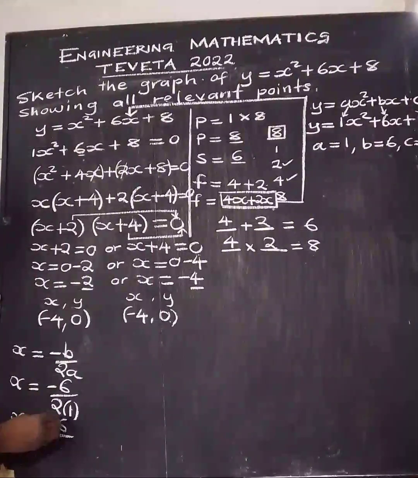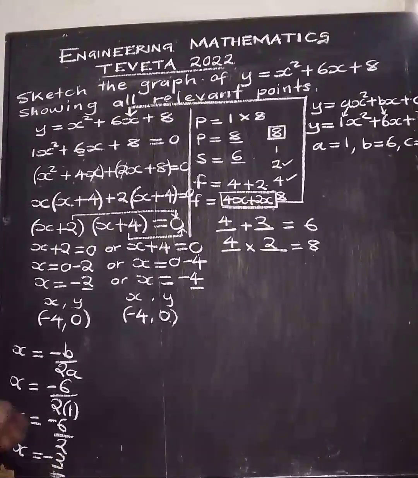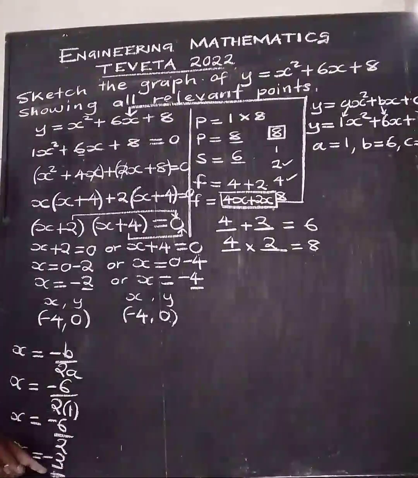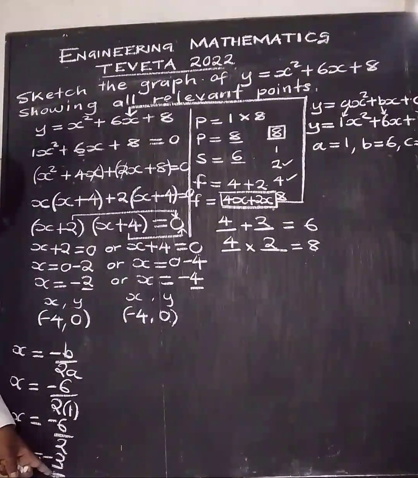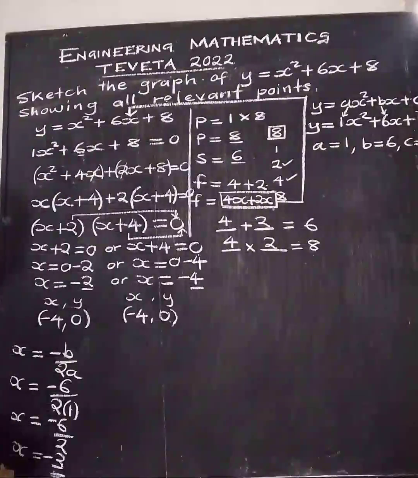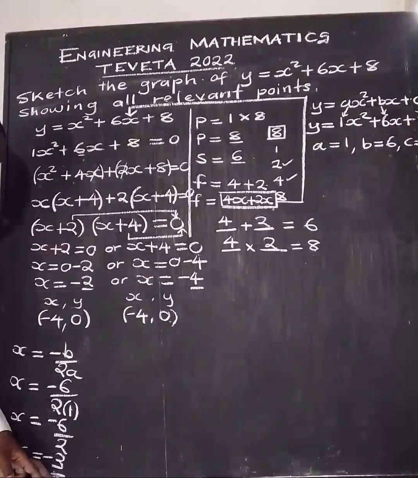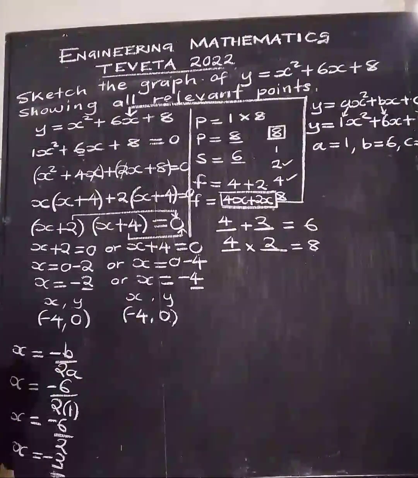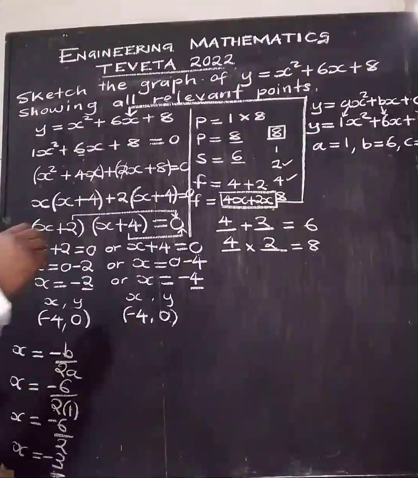Negative 6 over 2 times 1 is what? It's 2. Then x is equal to negative 6 over 2, which gives negative 3. So the turning point value of x is negative 3. That's the turning point x value. Okay, the turning point x value is what? Negative 3. So now we're going to find out the turning point of what?